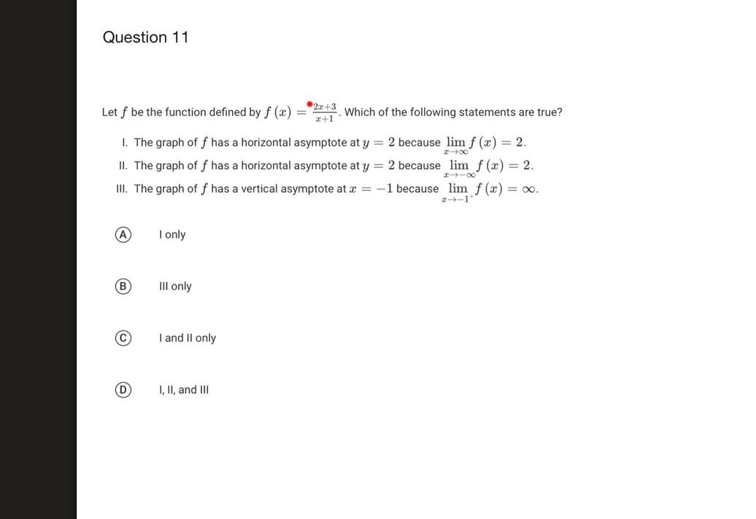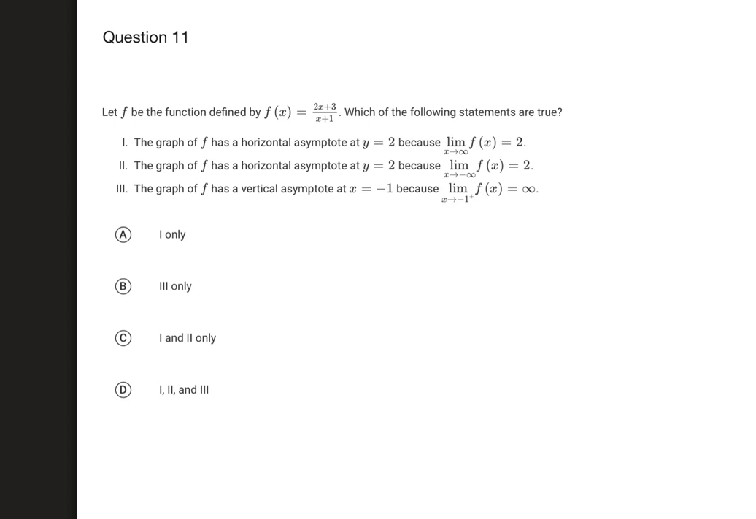So the degree is the same on the top and bottom, which is a degree of 1, the biggest exponent of x in the top and bottom. And then the lead coefficients, the coefficients of the terms on the top and bottom that have the biggest exponent, which is really 2 and 1. You divide those, you get 2. So we know that there's a horizontal asymptote at 2.